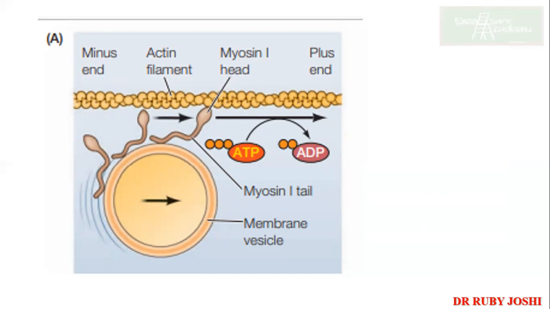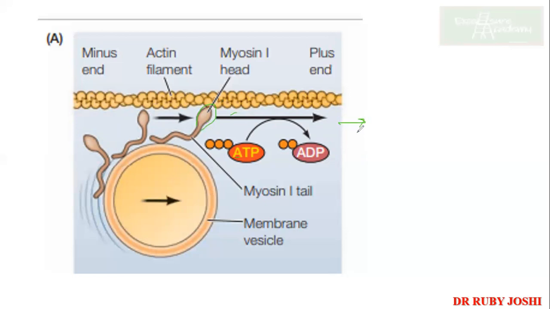So for each of these interactions, ATP hydrolysis was required. In the same way, here also, if you see, again, the myosin head is present. ATP hydrolysis happens, it leaves and joins to another site, right? And the tail is again attached to your membrane vesicle, and slowly it moves in this direction.